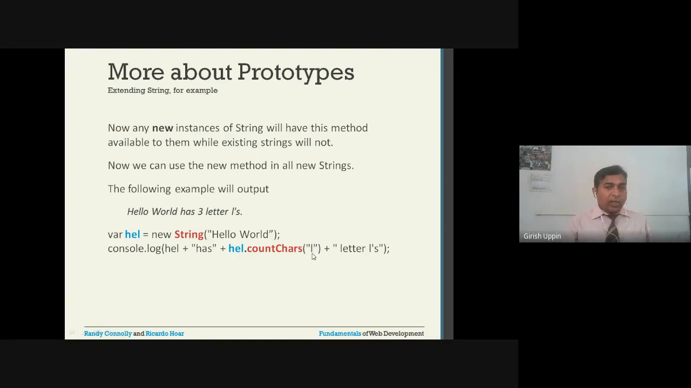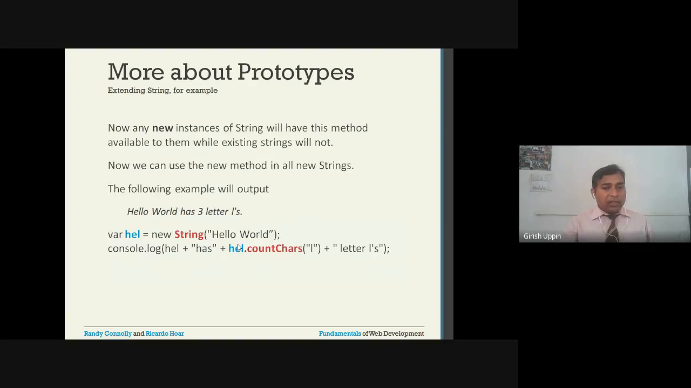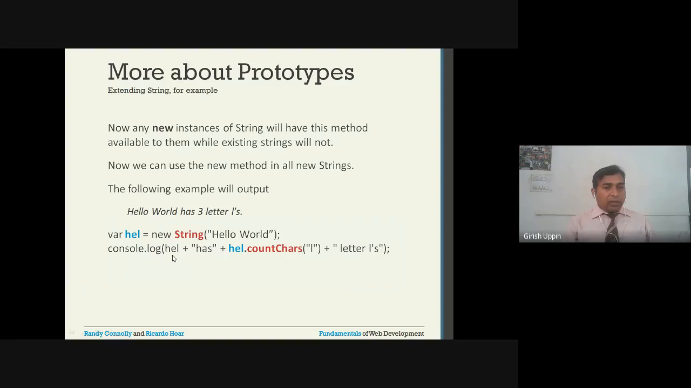Which char are you counting? L you are passing. So that L value will be passed to this particular method, and inside the string hello world, it will count how many Ls there are. There are three. So when it does that calculation, it will come as 3 and it will return 3. That 3 will be returned here. Hello world has 3 letter Ls. That is the output you are seeing here.